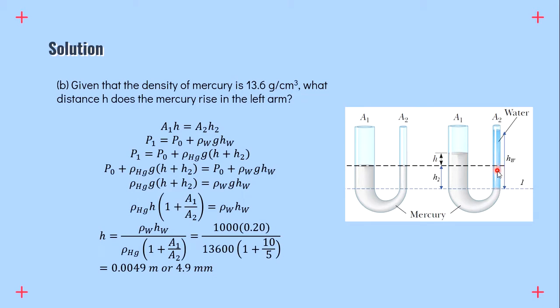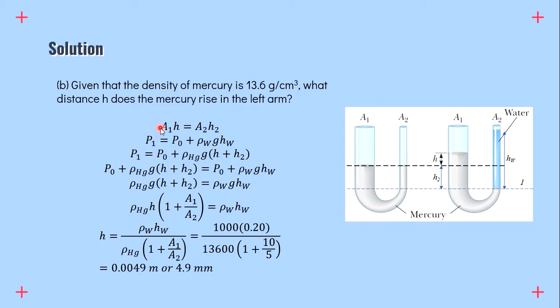So mercury was initially here. When we poured water, the mercury was pushed to this line, and this level of mercury has risen up. So this volume is equal to this volume.